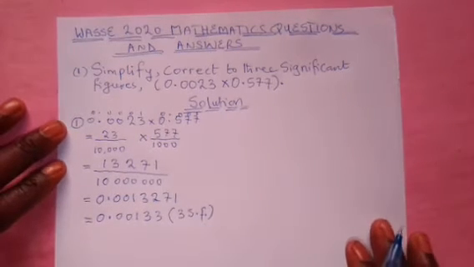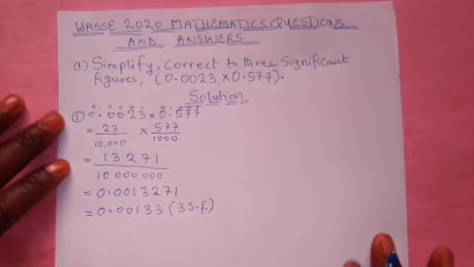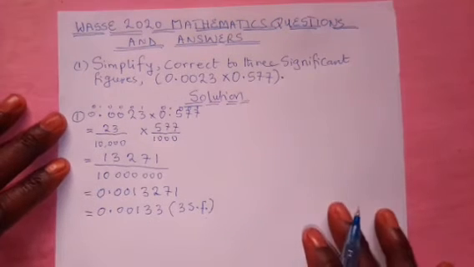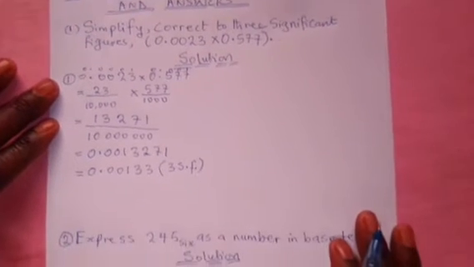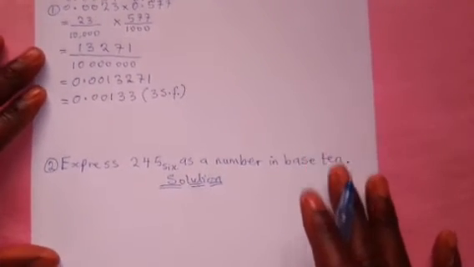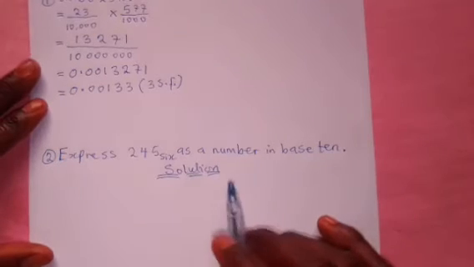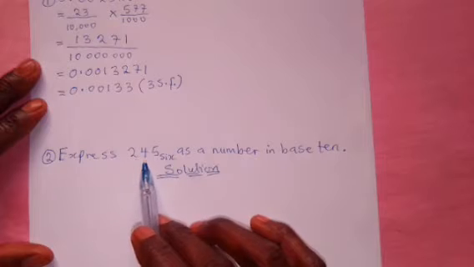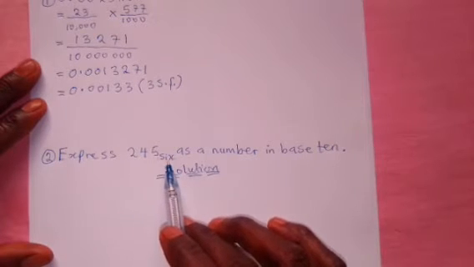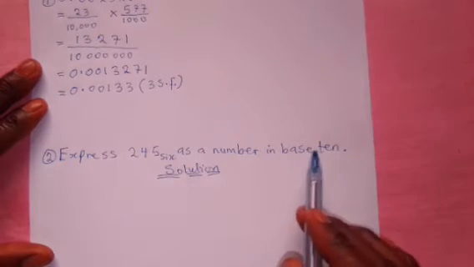All right, I'm sure you are following me in this explanation and you got what I just explained to you. Now, let us take question 2. Question 2 is drawn from your number base. This question says express 245 base 6 as a number in base 10.